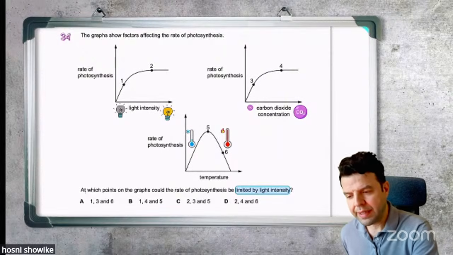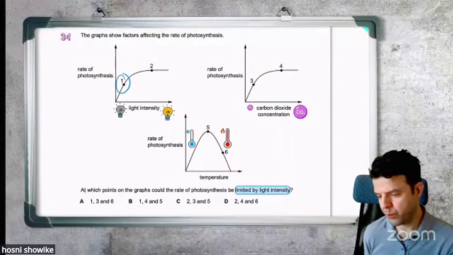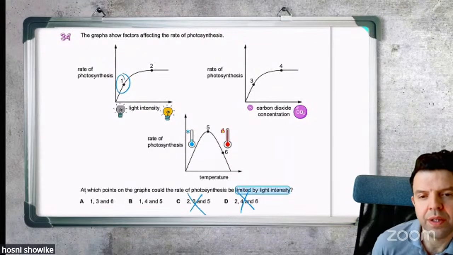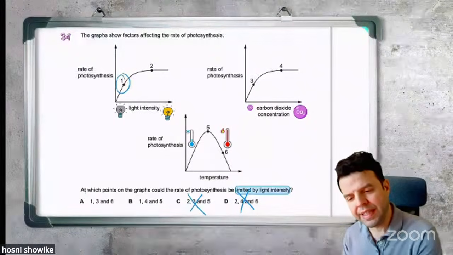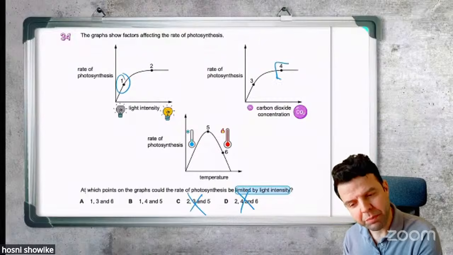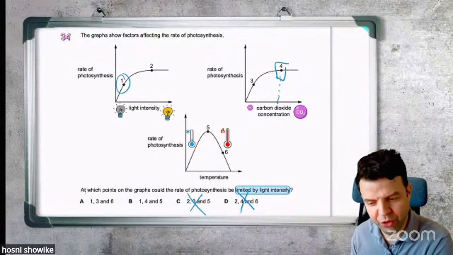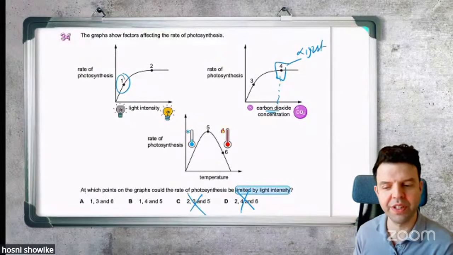First, it's 1. 1 must be one of the answers, right? So it can't be D, it can't be C. Where else is light a limiting factor? It is here, because I have enough CO2, right? There's enough CO2 here, right? So light must be or could be a limiting factor.